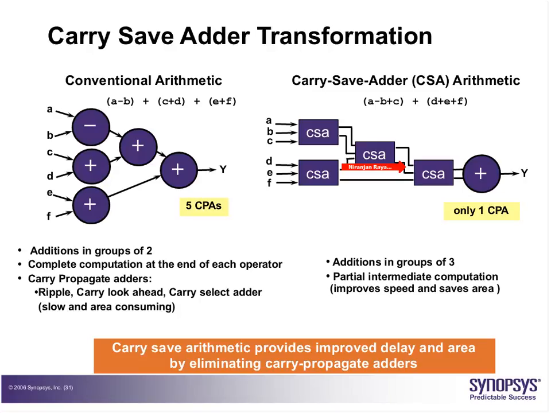But the flip side is that the intermediate points here are not the values which you should expect. So for example, the intermediate point here is not actually A plus B plus C, right. But the final value of y here is exactly the same, right.